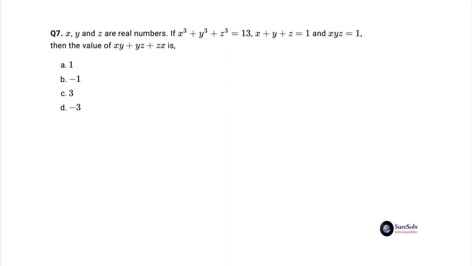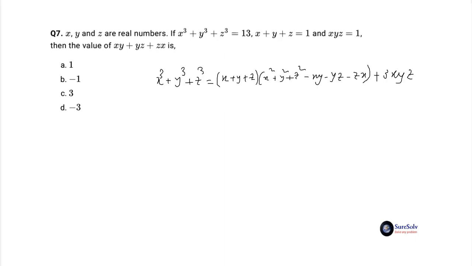You have to know that you will get the term xyz only in the expanded form of x cube plus y cube plus z cube, and that is x cube plus y cube plus z cube equal to x plus y plus z multiplied by x square plus y square plus z square minus xy minus yz minus zx plus 3xyz, or 13 minus 3 equal to 10 equal to x square plus y square plus z square minus in the brackets xy plus yz plus zx.